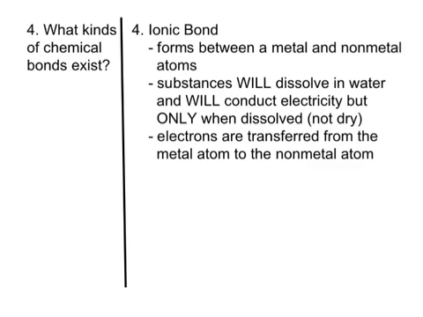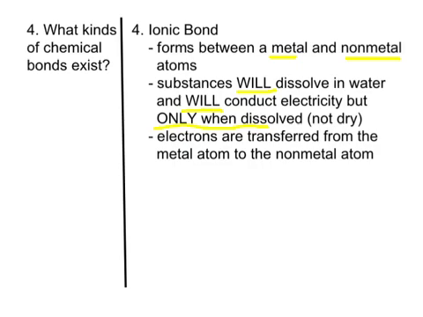The second kind of chemical bond that exists is what's called an ionic bond. These bonds form between a metal atom and a non-metal atom. Okay, so from both sides of the periodic table, the left side and the right side. We'll see tomorrow that these substances will dissolve in water, but they will conduct electricity only when they're dissolved, not when they're dry. So we'll see how that works.